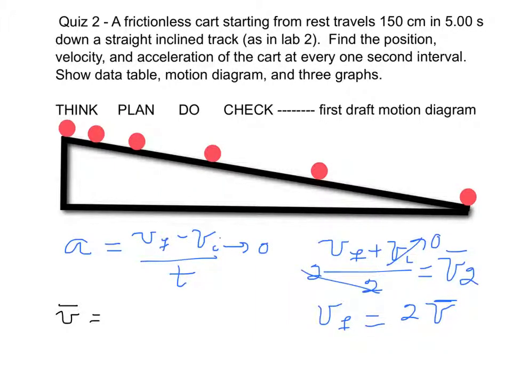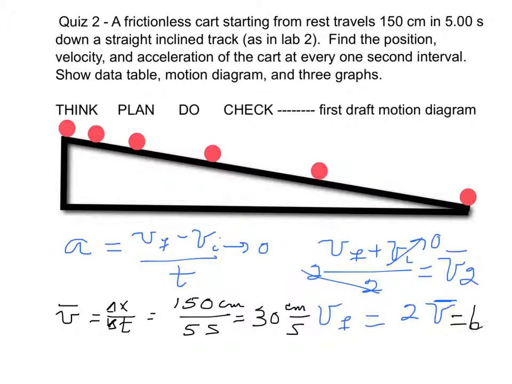And that's delta x over delta t. X final minus x initial: 150 centimeters minus 0, over 5 minus 0 seconds. The delta t is 5 seconds. This gives us 30 centimeters per second. That makes the V final 60 centimeters per second.